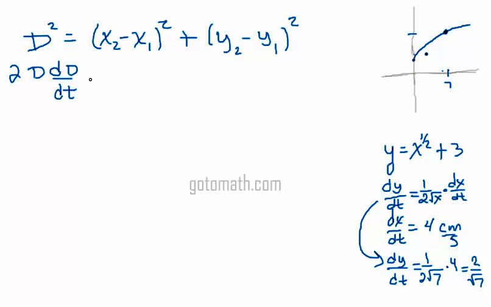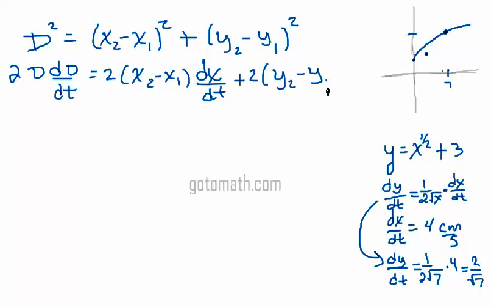with respect to t. So we do this implicitly. And we have a 2 out front, x2 minus x1. So these are just constants in here. And then dx over dt, plus 2 times y2 minus y1, and then dy over dt.